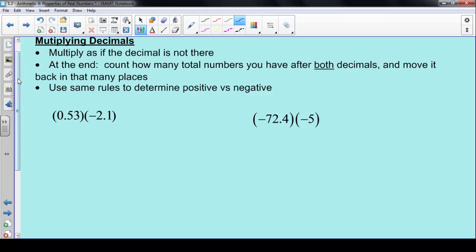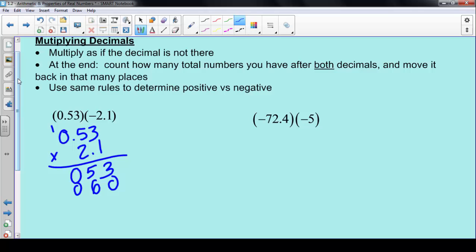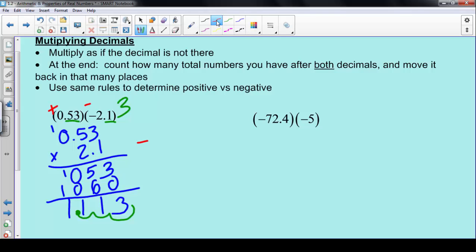So for this first one, we've got 0.53 times 2.1. So we have 1, 1, 1, 3. Now, if you come back to the original, notice we had 2 numbers past the decimal here and 1 here. So we had 3 numbers past the decimal. So that means here we move in 3 times. And now look at our positive and negative. We've got a positive times a negative. So our answer is negative.